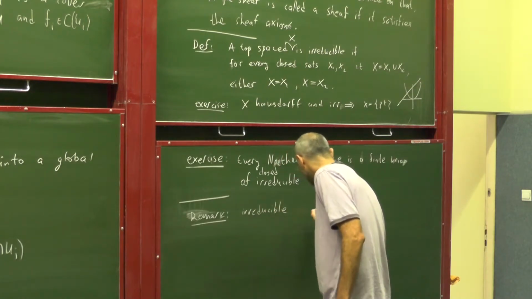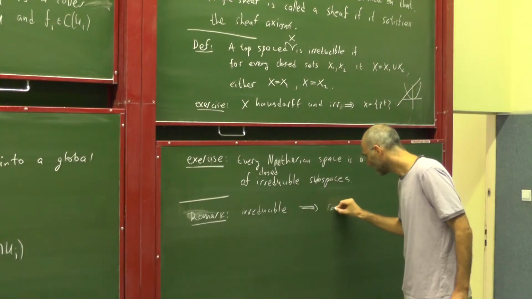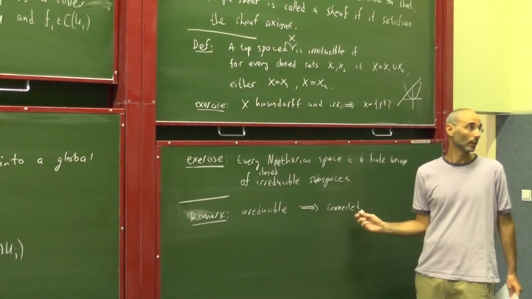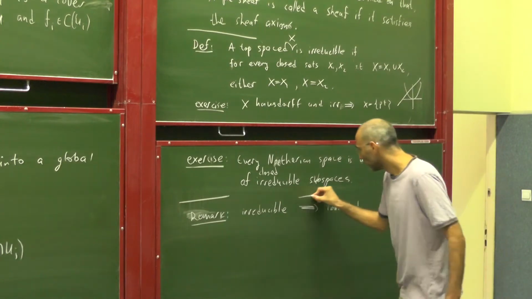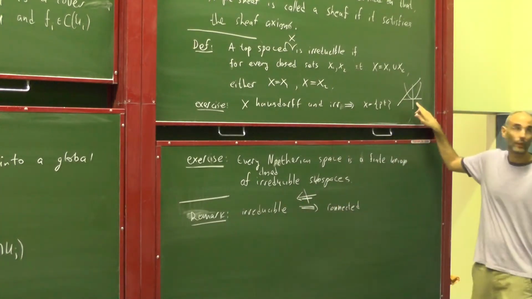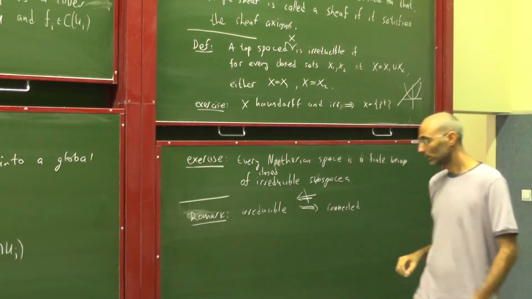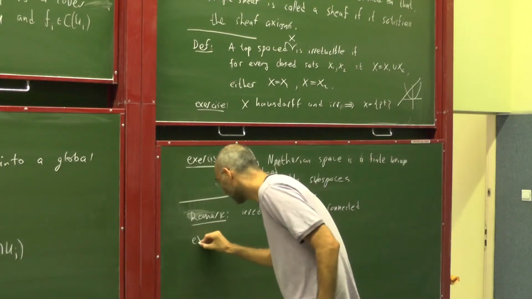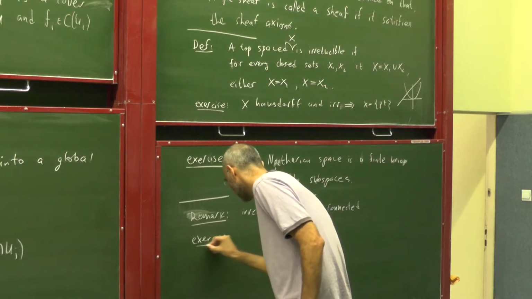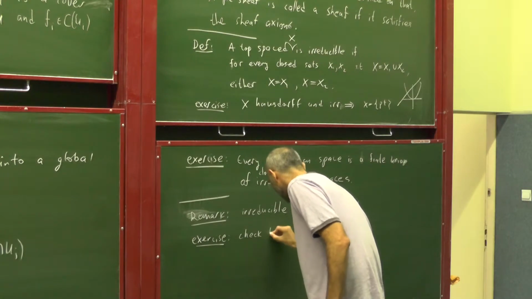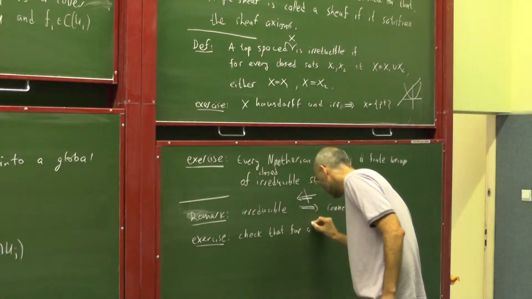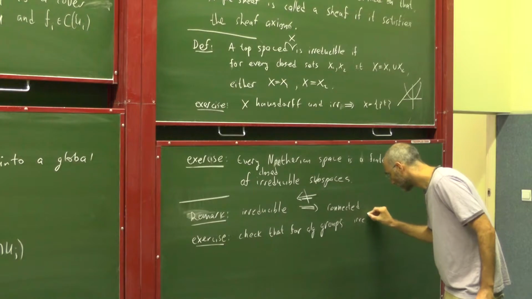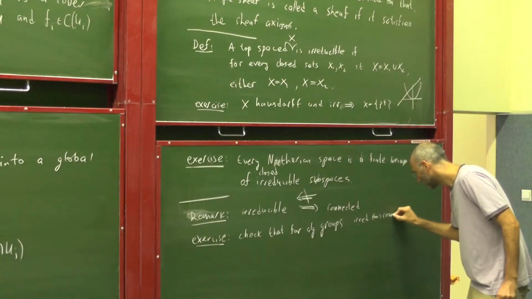Irreducible, this is an obvious remark, always implies connected. Connectedness means it cannot be represented as a union of two disjoint closed sets. But usually it doesn't go the other way around. I think this is an exercise. Check that for algebraic groups, irreducible and connected are the same.